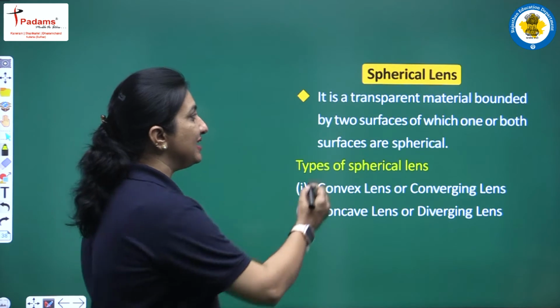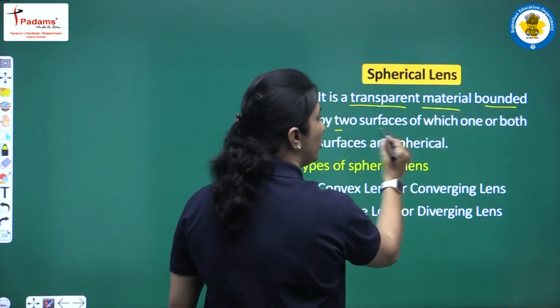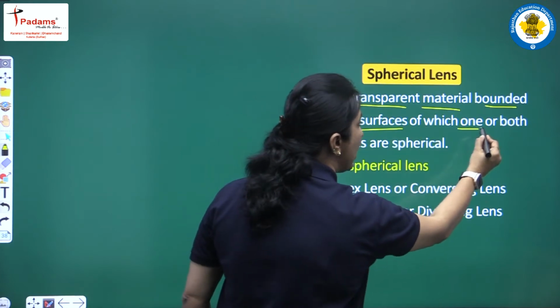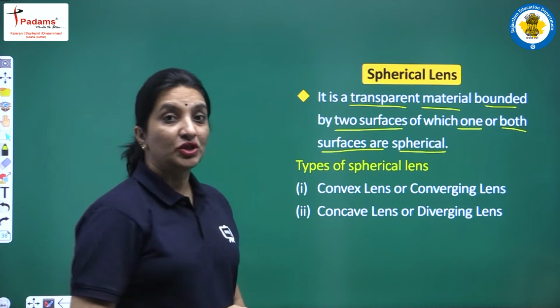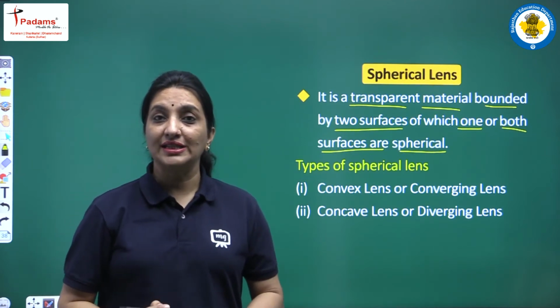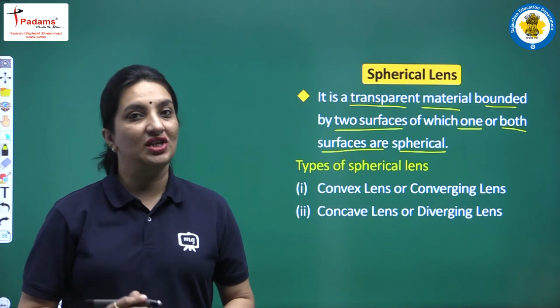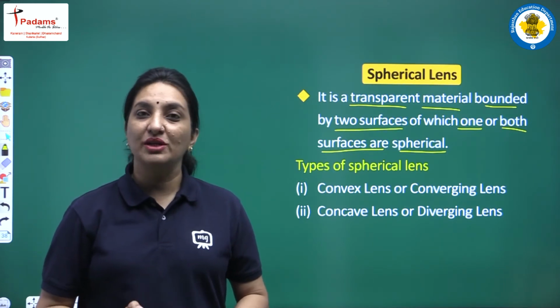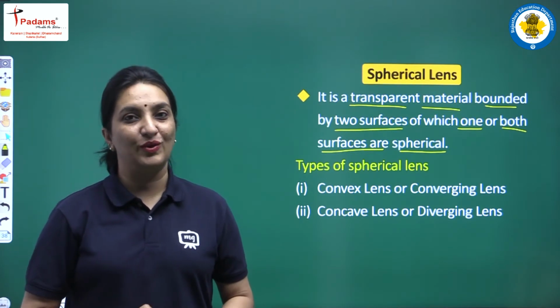A spherical lens is basically a transparent material bounded by two surfaces of which one or both the surfaces are spherical. So students, a spherical lens is made of a transparent material which has two surfaces, of which at least one surface should be spherical.